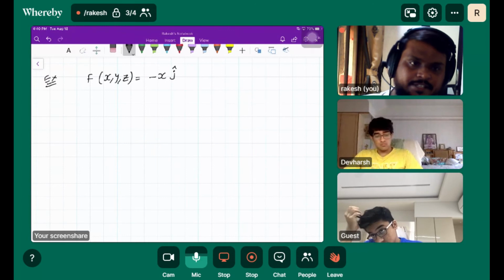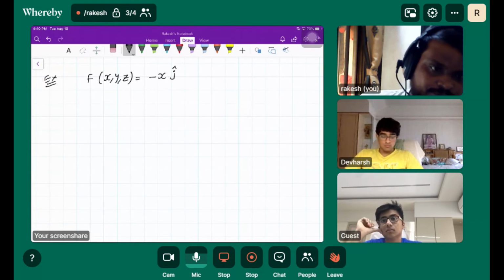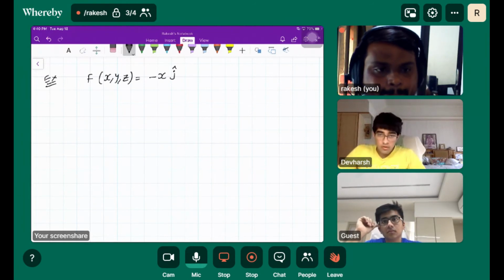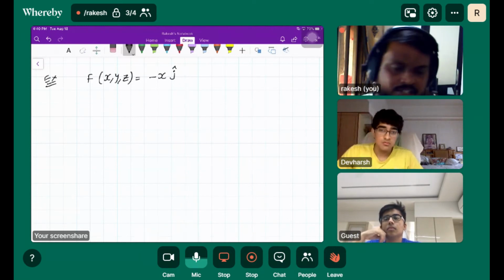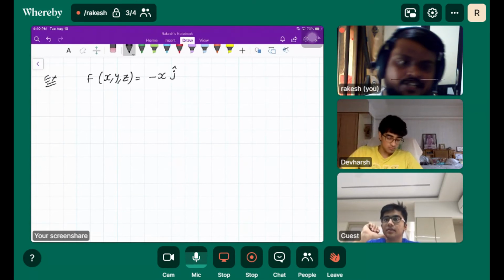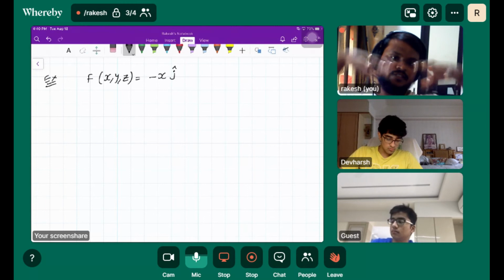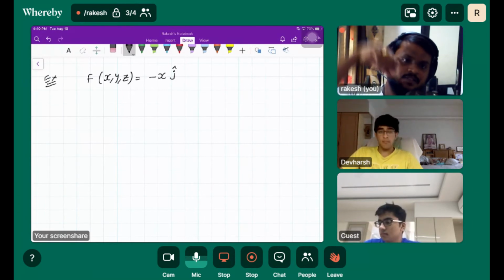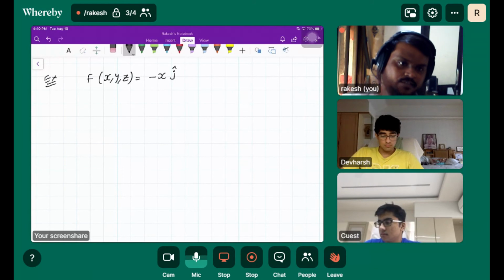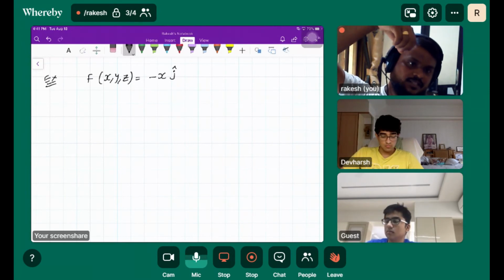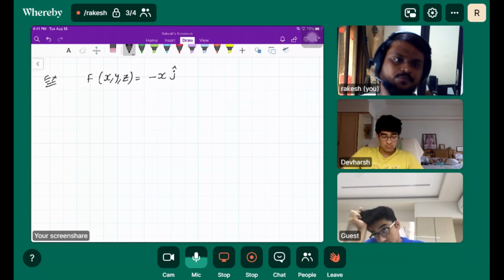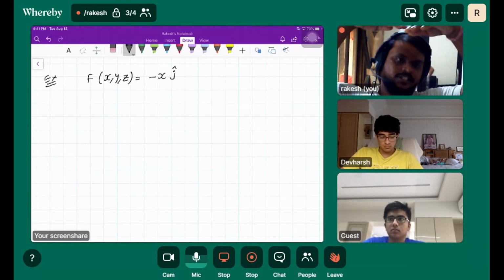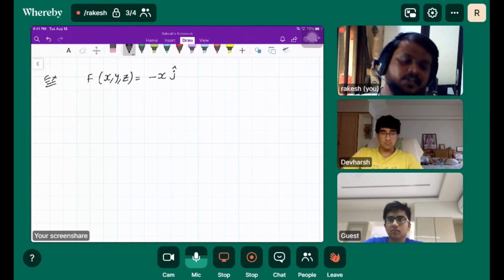What are the x, y, and z components in this vector field? The x and z components are zero, and only the y component is given, which is minus x. If you look at this vector field from the top of the z axis, since it is independent of z, it is going to be the same along the height. This vector field, which can be projected on the xy plane, is going to be the same along the z axis. Are you getting that idea? Because it is not dependent on z.